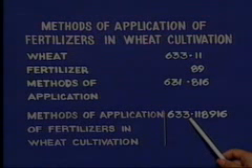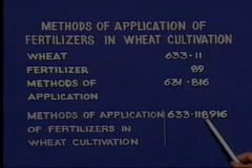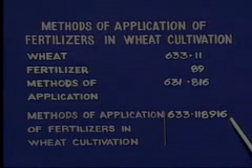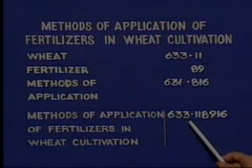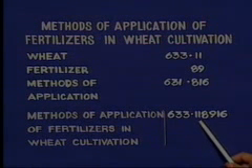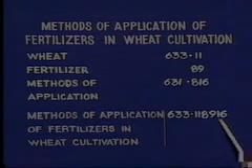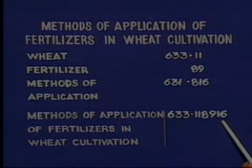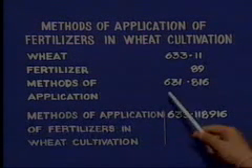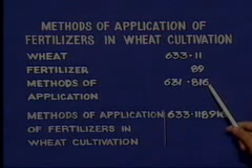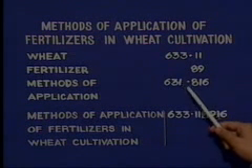only. So, the complete number for the title, Methods of Application of Fertilizers in Wheat Cultivation, is 633.118916, where 633.11 stands for wheat, 89 stands for fertilizer, and 16 for methods of application. This we have taken from 631.816 after removing 631.8.